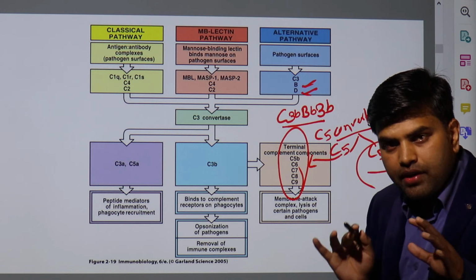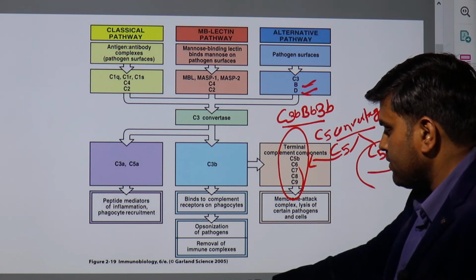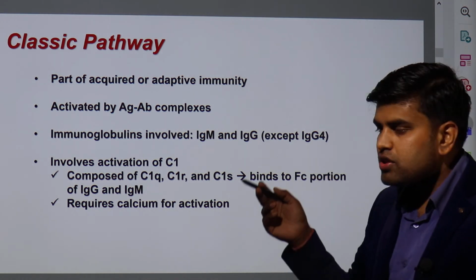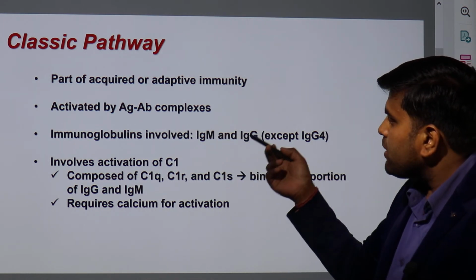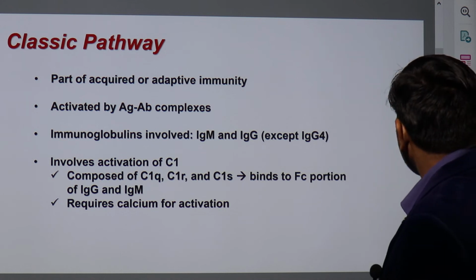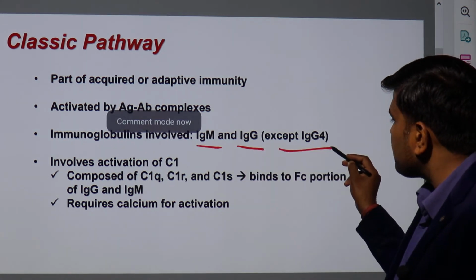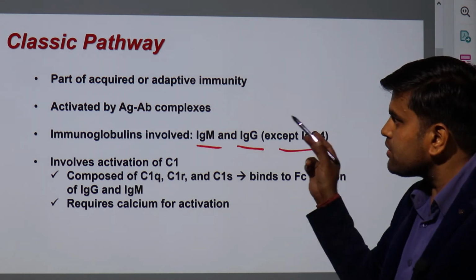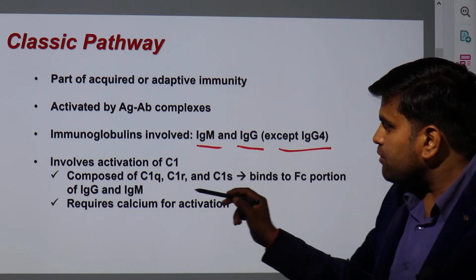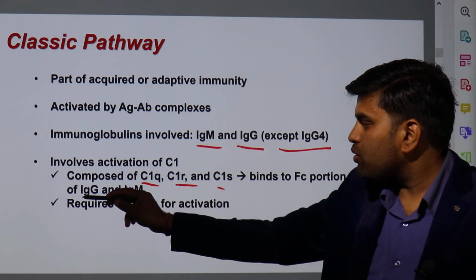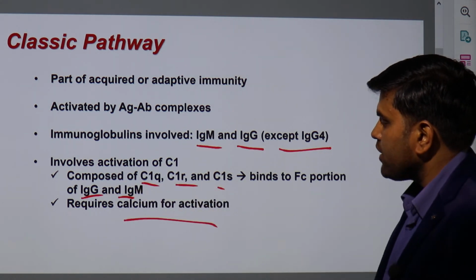So hope you have understood this chapter in detail. Now let's move on to their function. The classical pathway, we know, depends on the antigen antibody complex. It is activated by immunoglobulin M and G. So M and G are required, but immunoglobulin G4 will not activate the classical pathway. It involves the activation of C1q, r and s, which bind to the Fc portion of immunoglobulin G and M and require calcium for the activation.